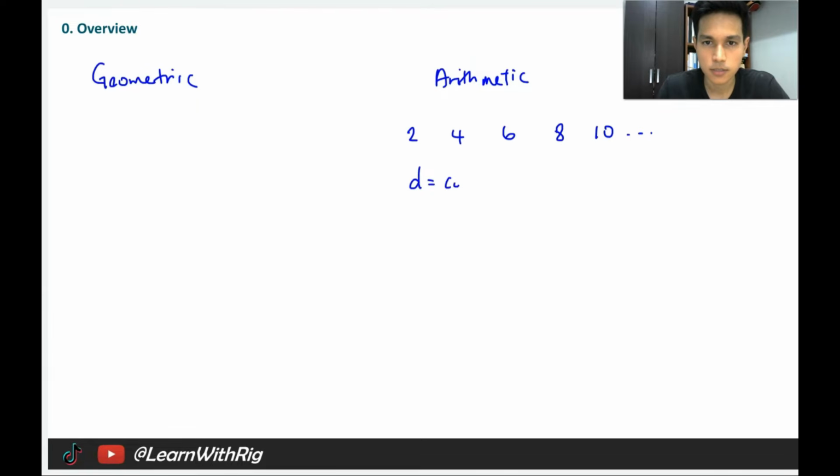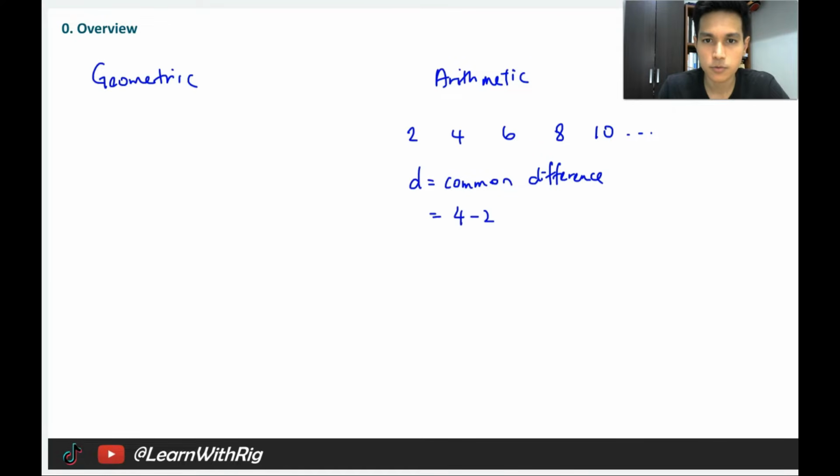Now, before we get into the examples and exercises, let me briefly explain what geometric progression is about, compared to arithmetic. So, what's the difference? In the previous video I showed you, arithmetic is when you have a common difference. For example, let's say you have 2, 4, 6, 8, 10, and so on. What's the common difference here? The common difference is D.